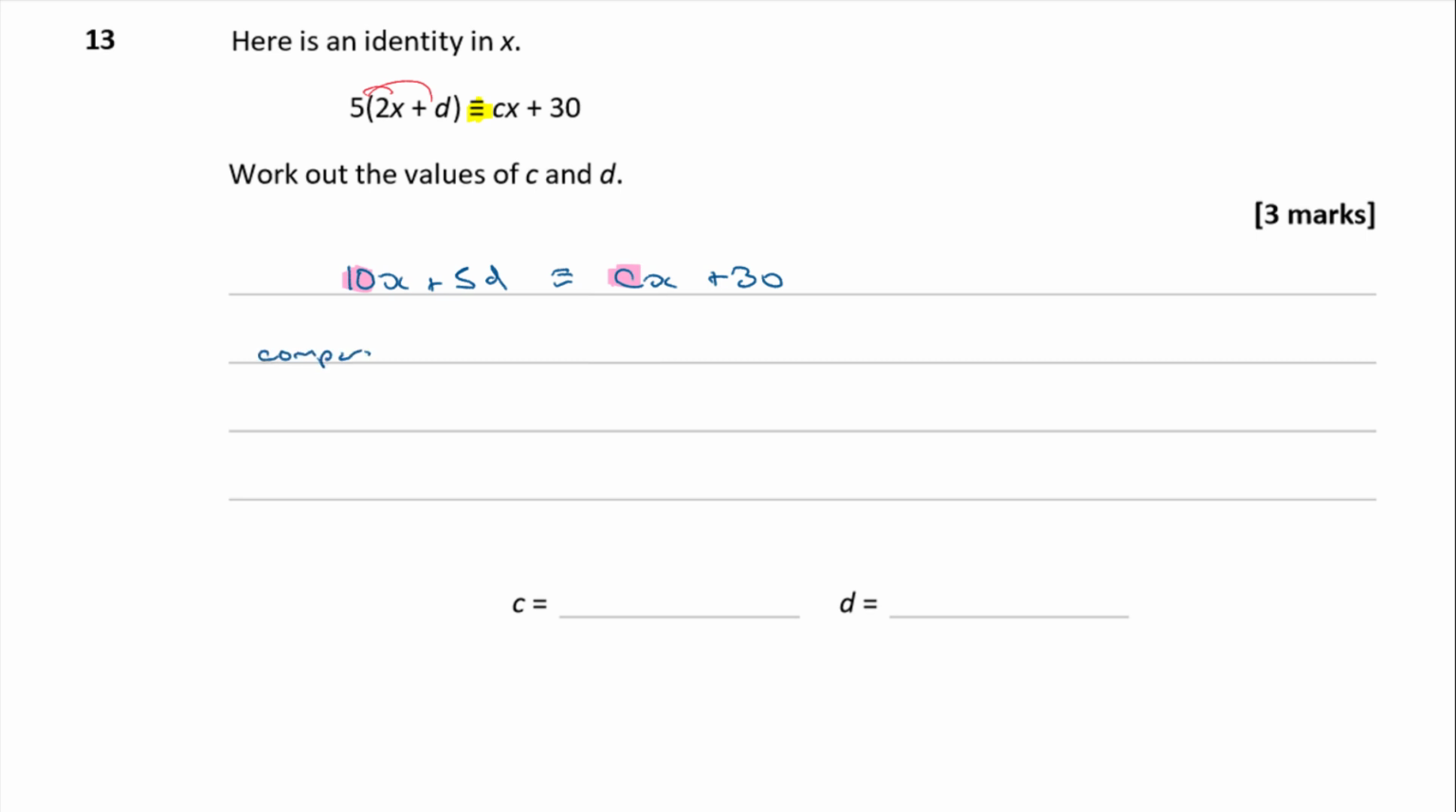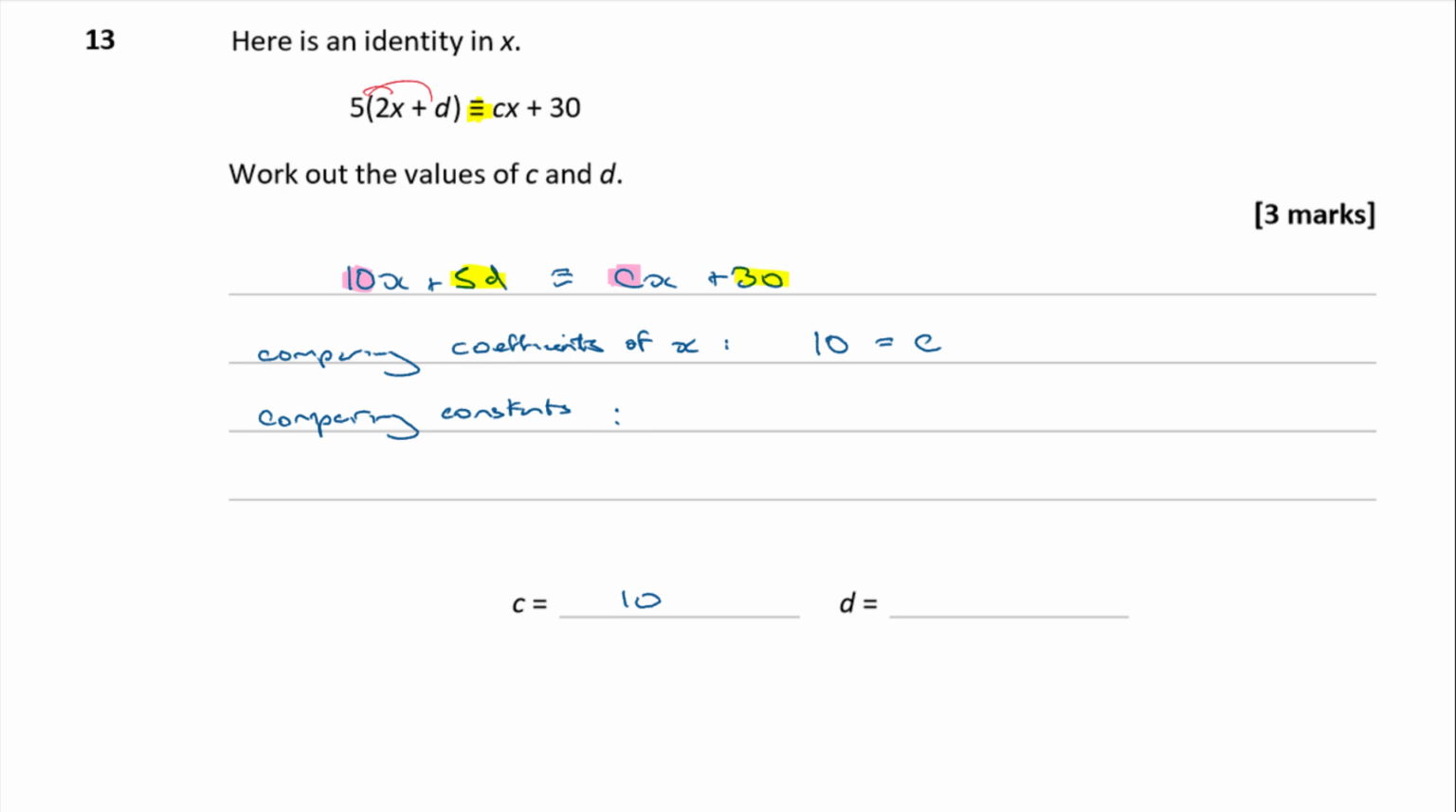comparing coefficients of x. So coefficient just means the number in front of x. Then I've got 10 is equal to c. Okay, so c is 10. And then comparing constants, which is the numbers on the end, I've got 5d is equal to 30.